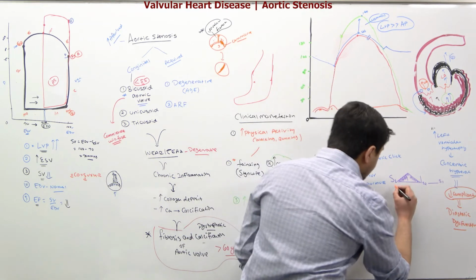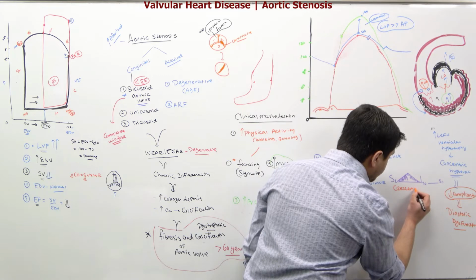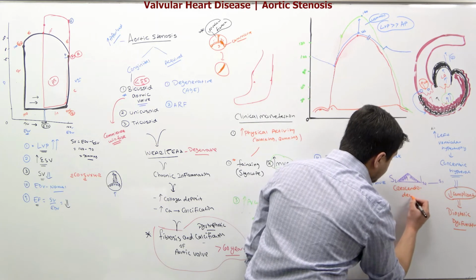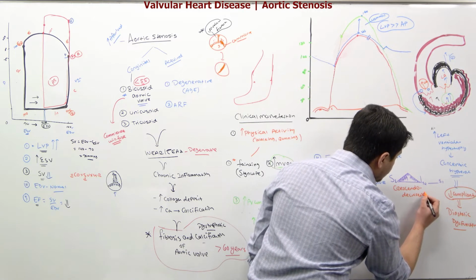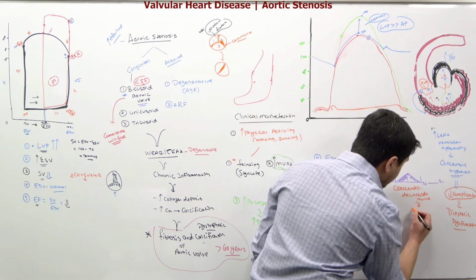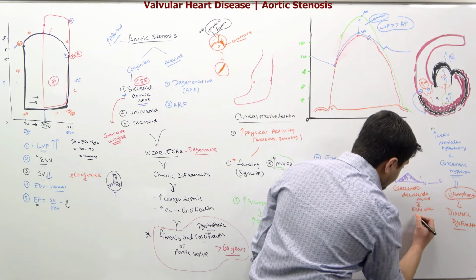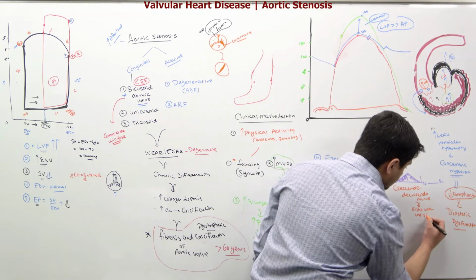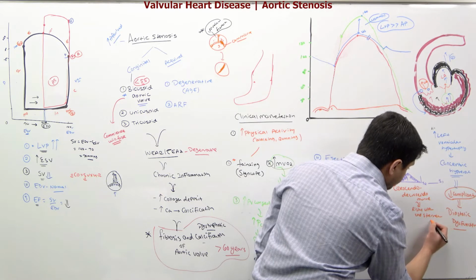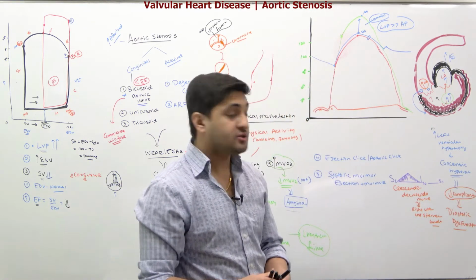So it is a crescendo. This is what it's called, it's going up. It's called crescendo. And then it's a decrescendo, a murmur you hear, all right? And it's best heard at the right upper, okay, second sternal border. It's very, very important, all right? You hear a crescendo, decrescendo murmur.